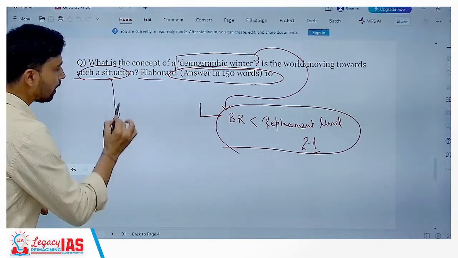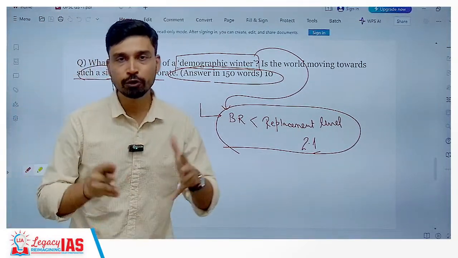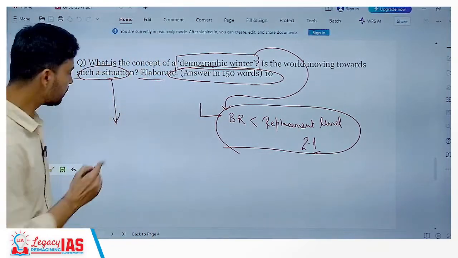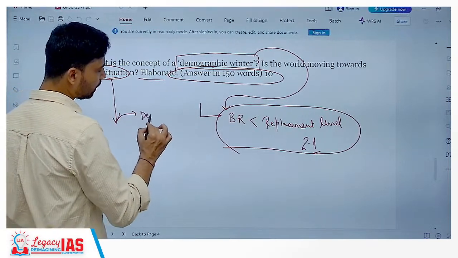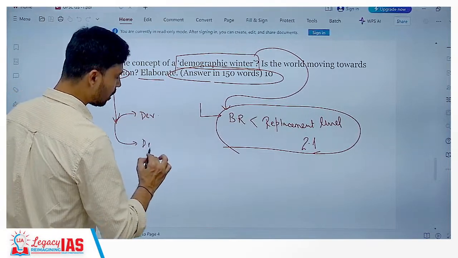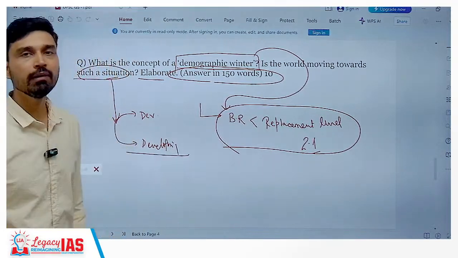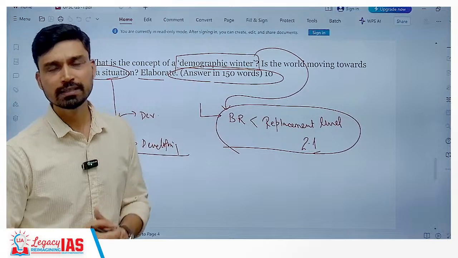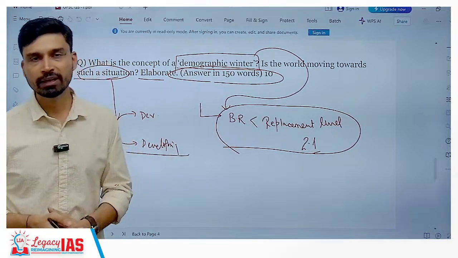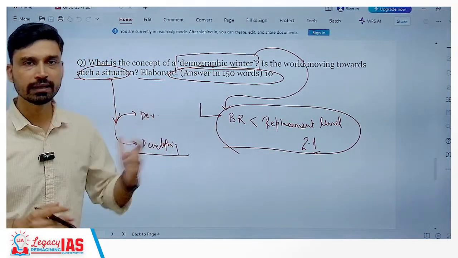Since they have asked about the world in general, you have to divide your answer in two parts. In the first part, you can talk about the developed countries, and in the second part, you can talk about the developing countries. Indeed, many of the developed countries are facing this situation, which you can explain by giving examples from birth rate and death rate data.